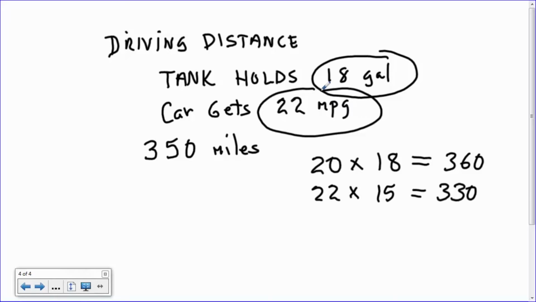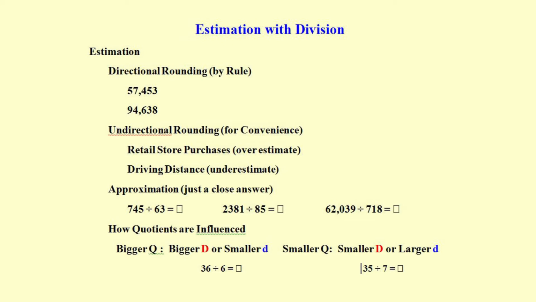So here's an example where underestimating is a good thing to do, while in the previous example with the grocery store purchases or retail store purchases, where you want to make sure you have enough money, you want to overestimate. So these are examples of what I call convenience rounding.